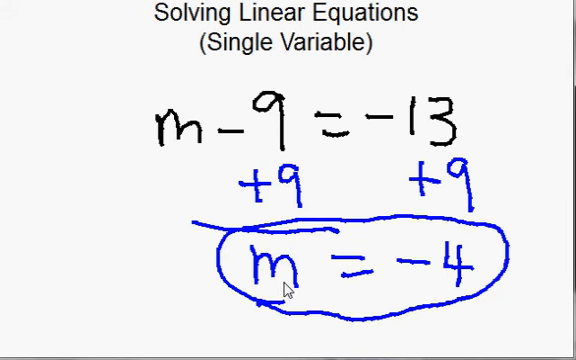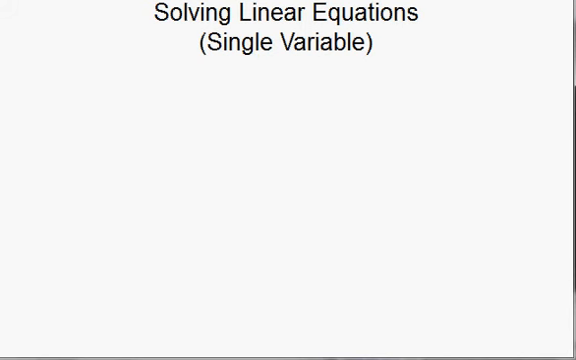And for checking purposes, we can go back up to the top and say, okay, what if I plug in negative 4 for m? Then I get negative 4 minus 9. Does that really equal negative 13? Well, of course it does, because math works. All right, let's go on to the next one.